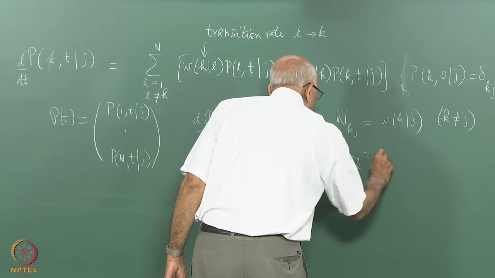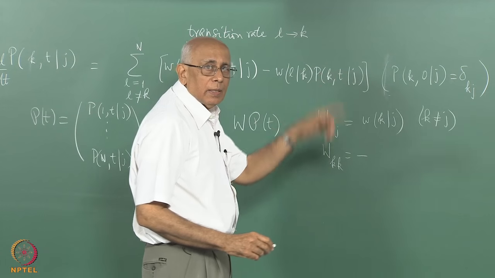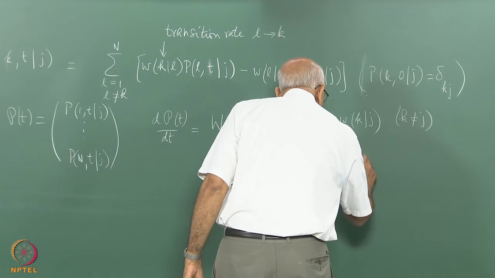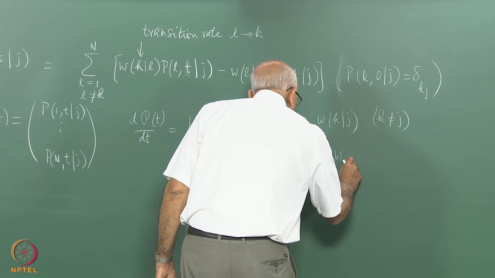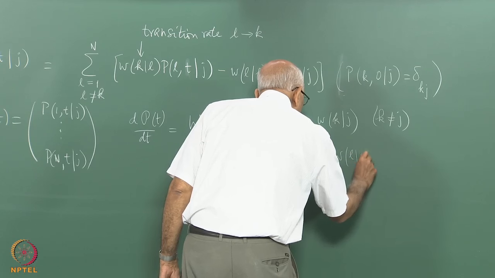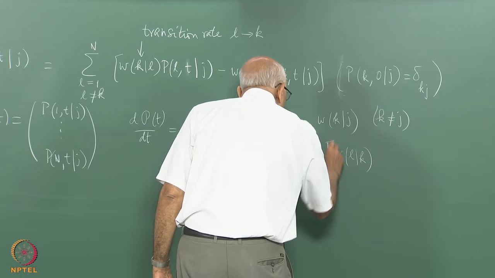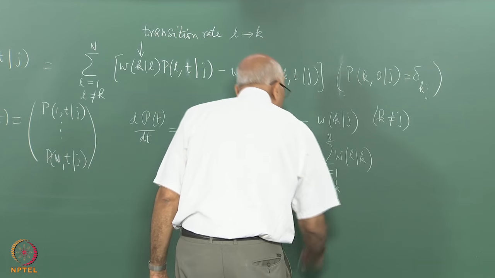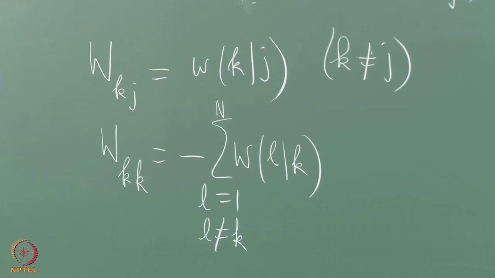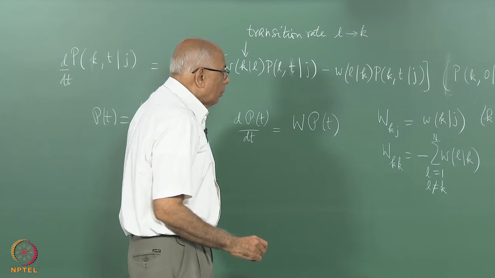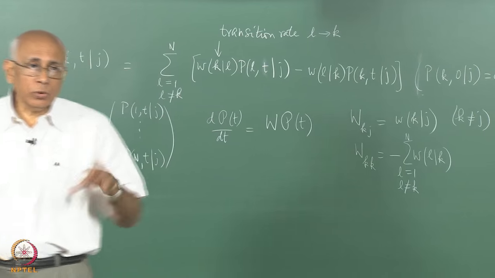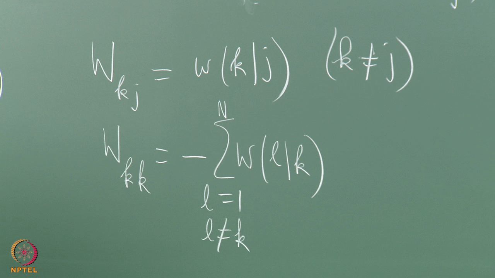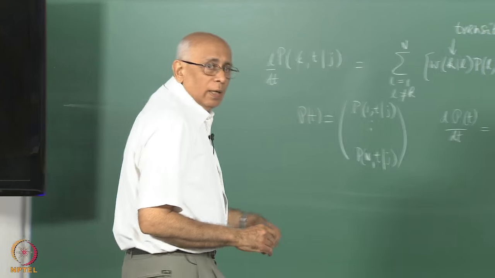W k k was equal to minus the sum of all the other elements in that column, W l k summed over l equal to 1 to n, l not equal to k. So we have this picture of a matrix where each column adds up to 0. Okay. So the determinant of W is 0. Now W has real elements, all the off diagonal elements are either 0 or positive, and the diagonal elements are all negative.